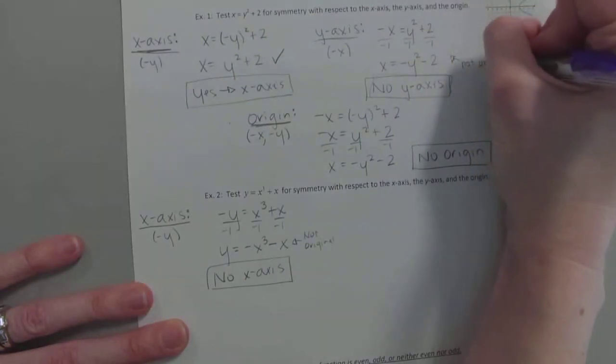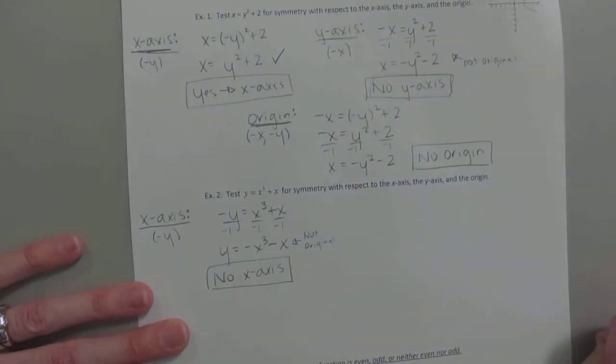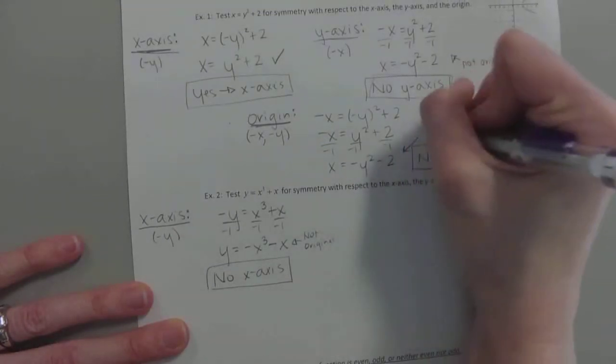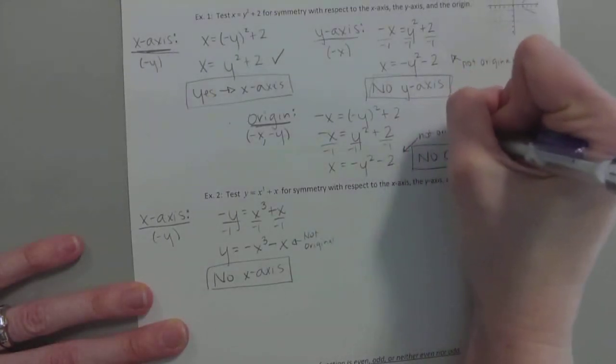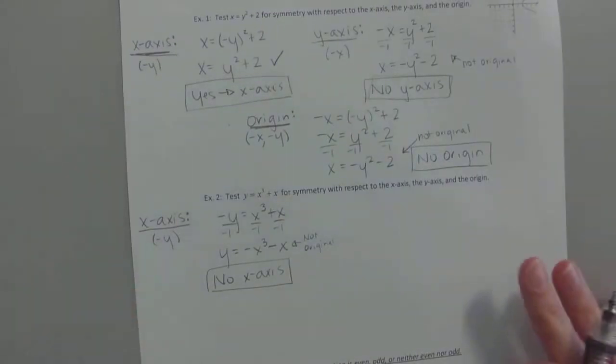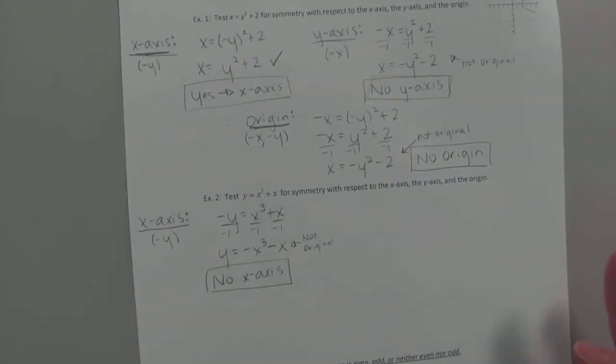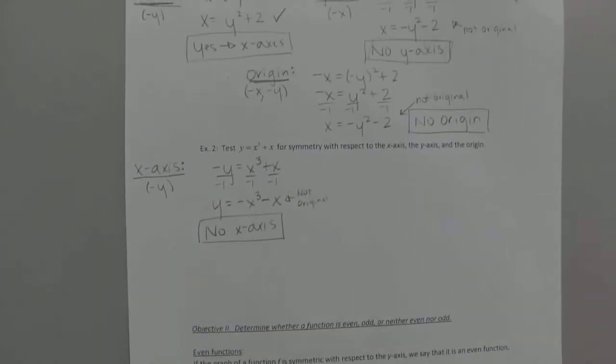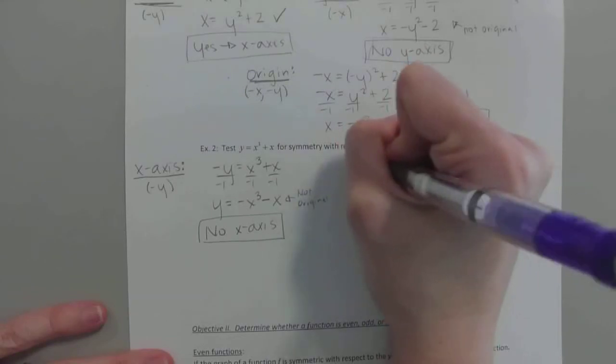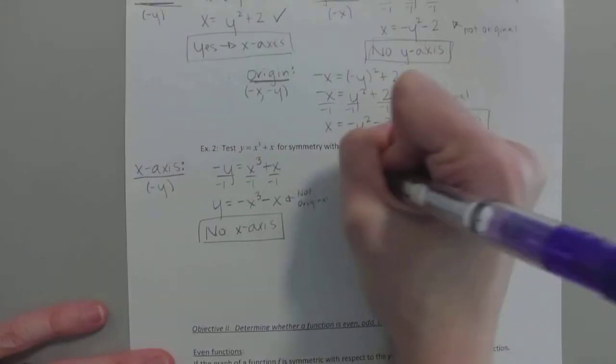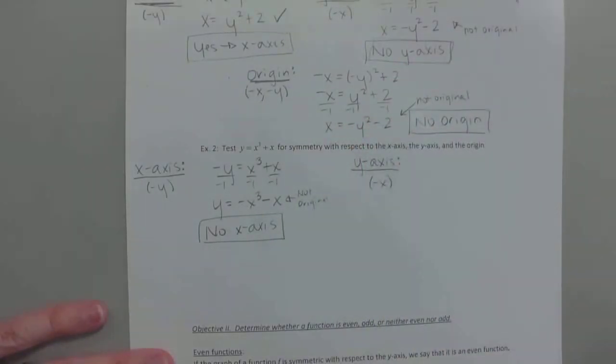So we'll make a note: not original. Up here I'm going to go, yep, not original. I'm just going back and writing not the original, just so we make note of why we said no. That's not our original function we started off with, so that's why it didn't have that symmetry, okay?